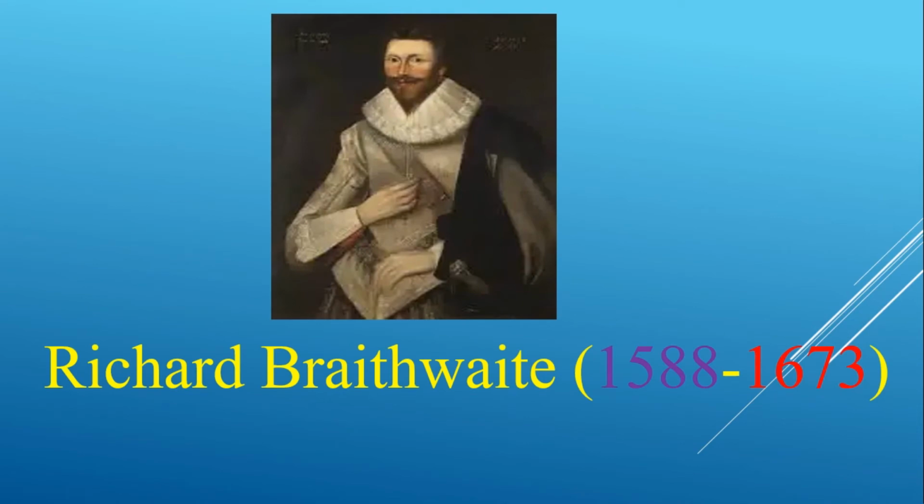Let's look at the image of this man. The image you see is the picture of Richard Braithwaite, born in the year 1588 and died in 1673. Let's look at how he used the word computer. Did he use it to classify machines as we see now? This is what happened. In his book, the word computer he used was describing human computers, not machine computers.